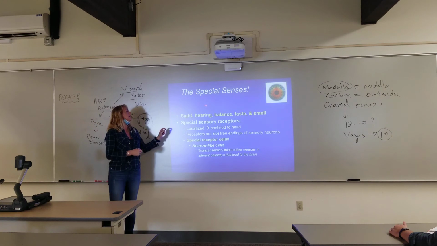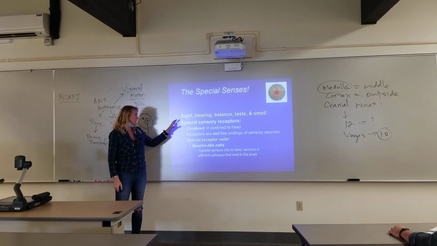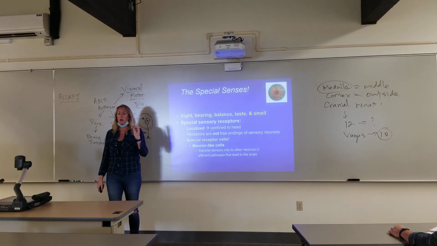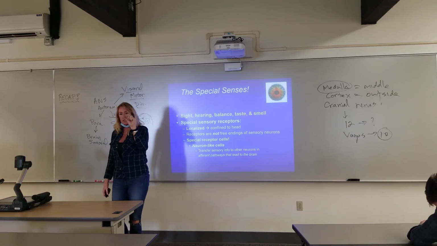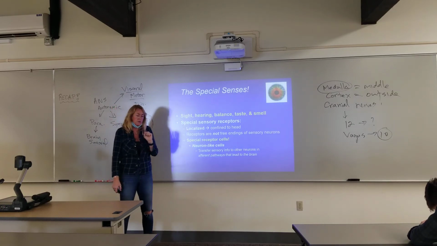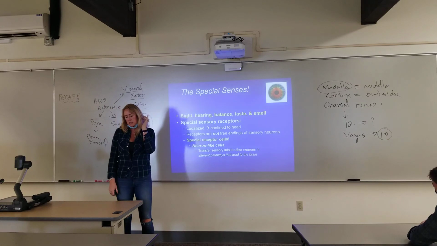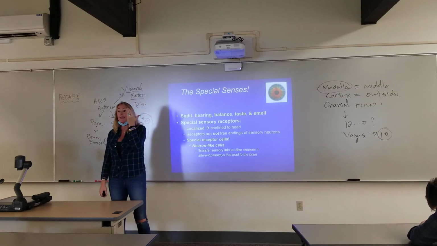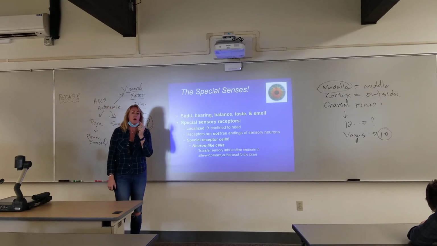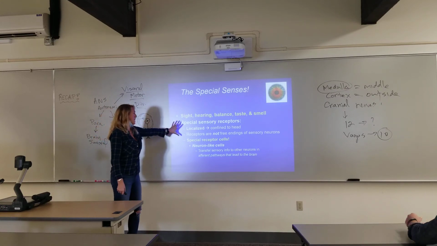So special senses: sight, hearing, balance, taste, and smell. You have specialized sensory receptors that are localized to the head. These are specialized little neurons, crazy looking neurons, either in your ear, in your vestibular apparatus, your cochlea, your retina at the back of your eyeball, your tongue, or your nasal epithelia. That's where you have all these cool receptors.